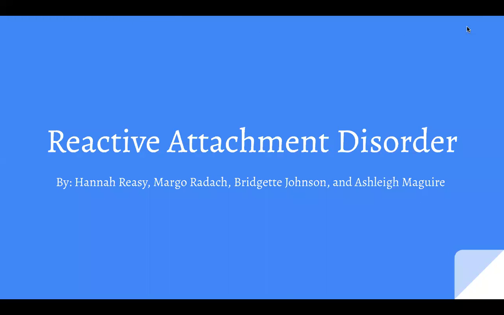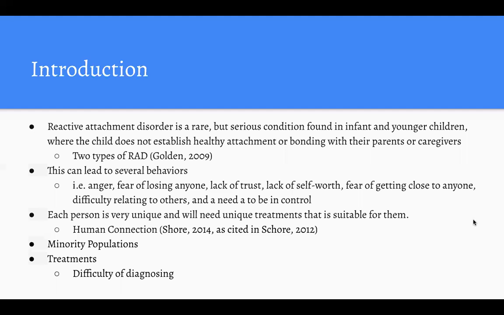So our group members include Hannah, Margot, Bridget, and myself, Ashley, and we chose reactive attachment disorder. Reactive attachment disorder is rare, but a very serious condition found in infants and younger children where the child does not establish healthy attachment or bonding with their parents or caregivers. There are two types of RAD, inhibited and disinhibited RAD.